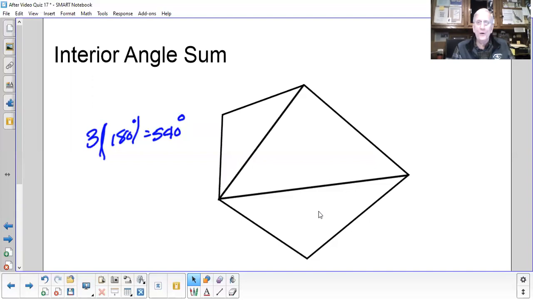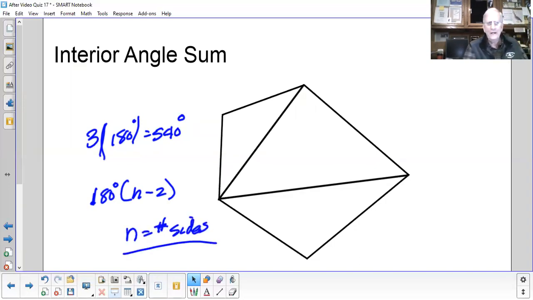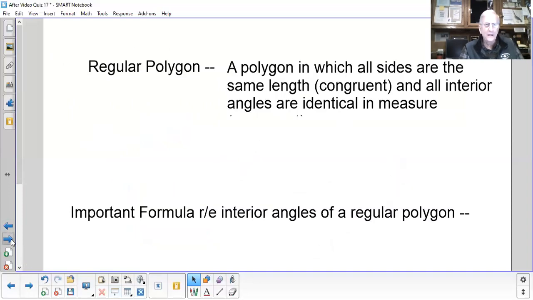So the actual formula we usually use to determine the total number of degrees of all the angles inside of any polygon really looks like this. It is 180 degrees times n minus 2, where n is the number of sides on the figure.